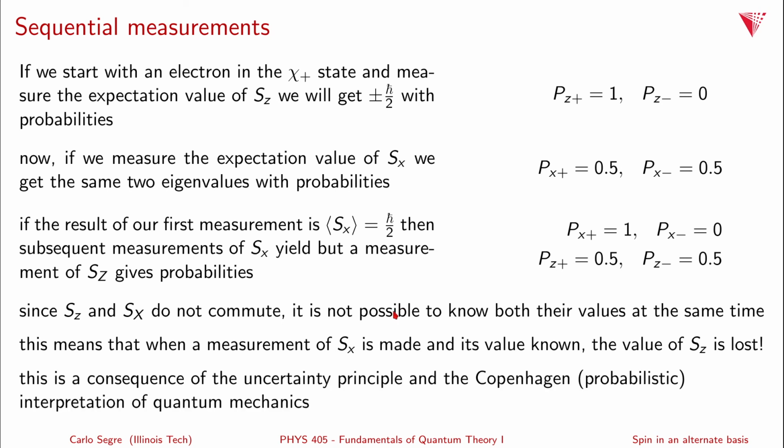So this is just a consequence of the uncertainty principle and the fact that we're using the Copenhagen interpretation, that is the probabilistic interpretation of quantum mechanics. This is probably one of the harder concepts to realize. It's sometimes called a wave function collapse: when you measure S sub x, you will get a value, and then you change the system, so now you get a different measurement when you go back and measure S sub z.